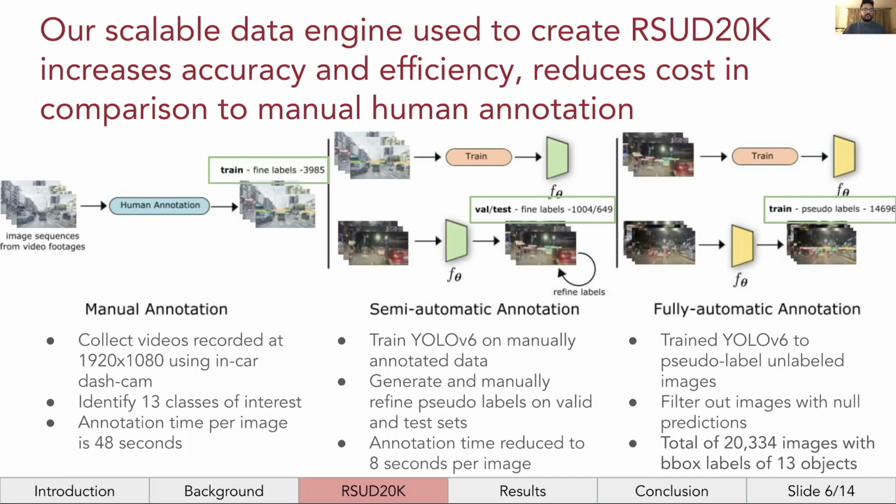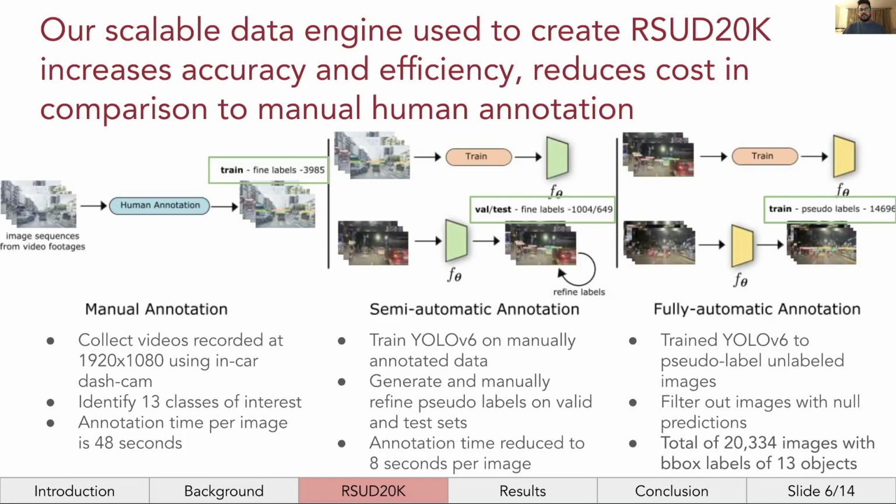For the first stage in our data engine, we collected videos recorded using an in-car dashcam. Then, prior to manual annotation, we identified 13 different classes which were common in driving scenarios from day-to-day driving. The annotation time for this stage was 48 seconds per image.